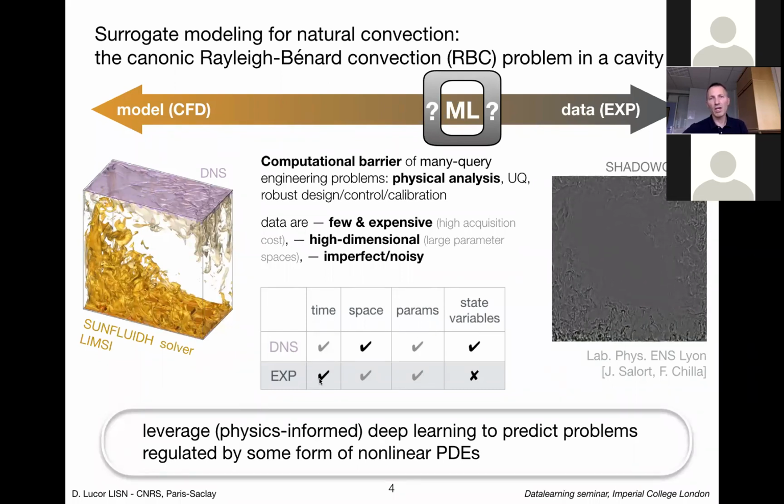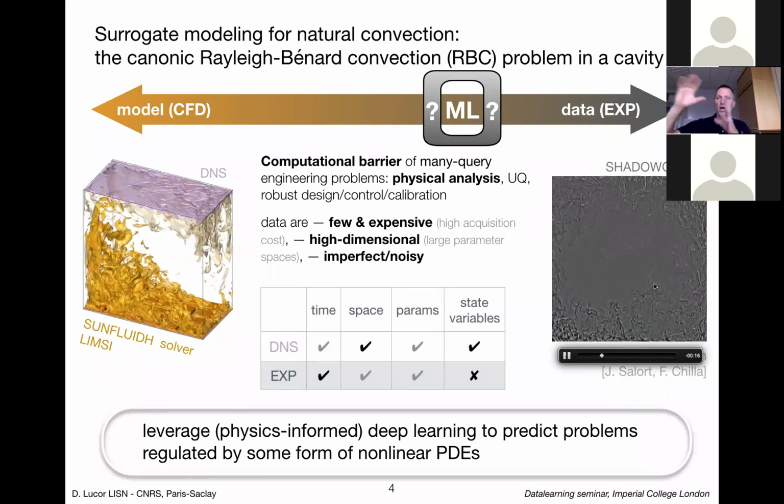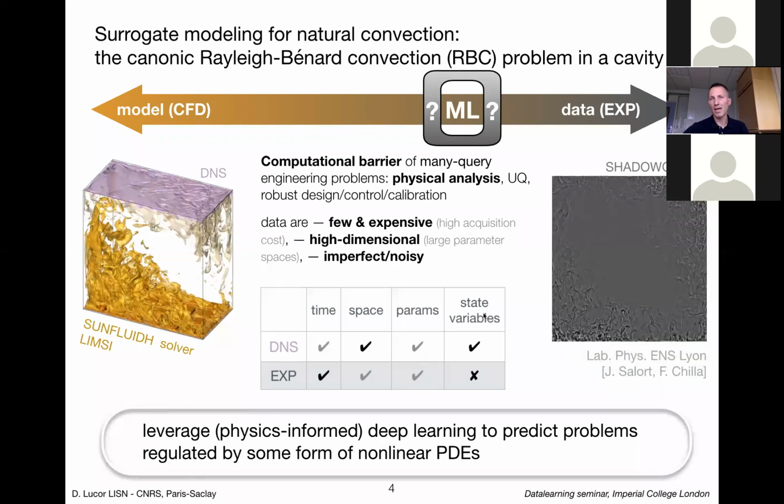For the experiment, you can run it for very long. Either you have a partial representation in space, for example, here we have the entire cavity, but it's projected, or maybe you have PIV somewhere, not everywhere in the domain. You can change the parameters and the setup of the experiments very easily, but you don't have access to all state variables. For example, what you see here is some kind of Lagrangian form of the temperature field. So you don't have information about velocity or pressure.